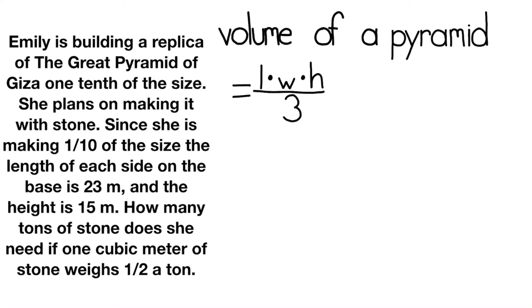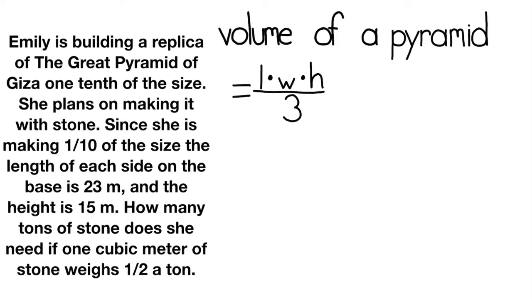So here we have a word problem written out for us. Emily is building a replica of the Great Pyramid of Giza 1/10 of the size. She plans on making it with stone. Since she is making 1/10 of the size, the length of each side on the base is 23 meters and the height is 15 meters. How many tons of stone does she need if 1 cubic meter of stone weighs a half a ton?